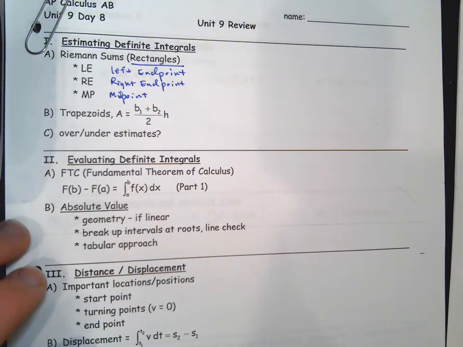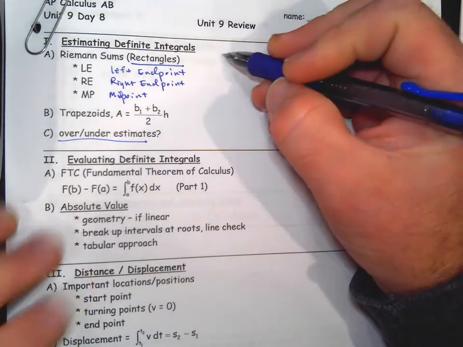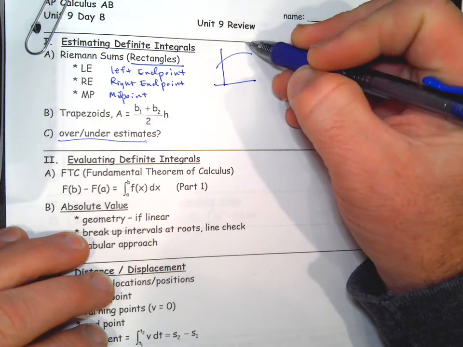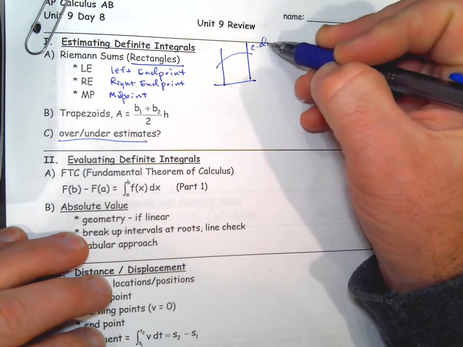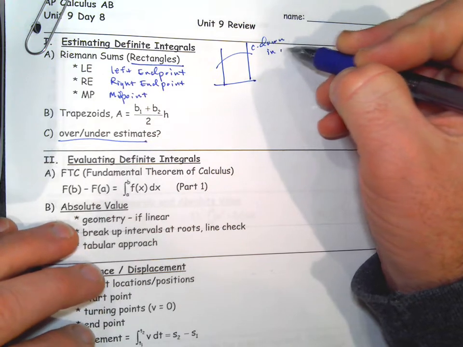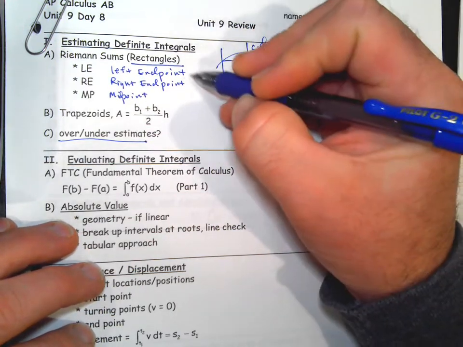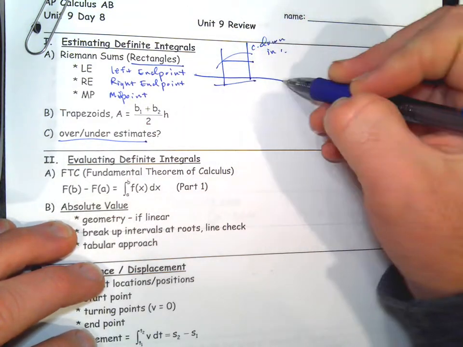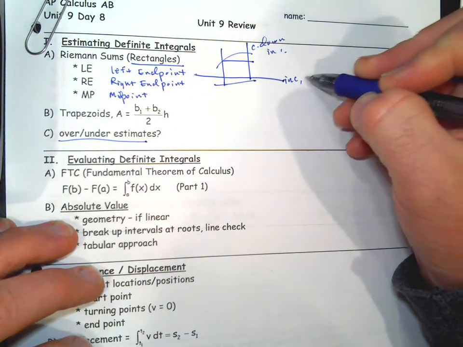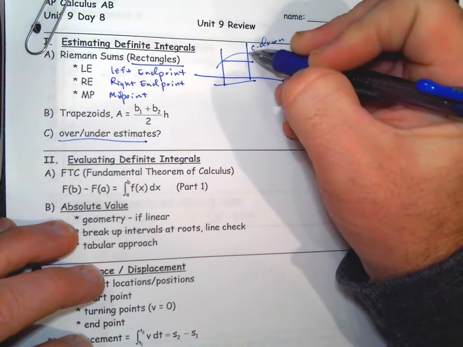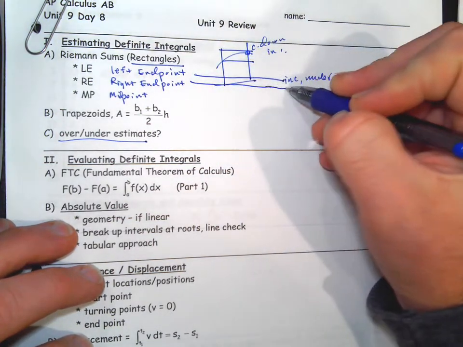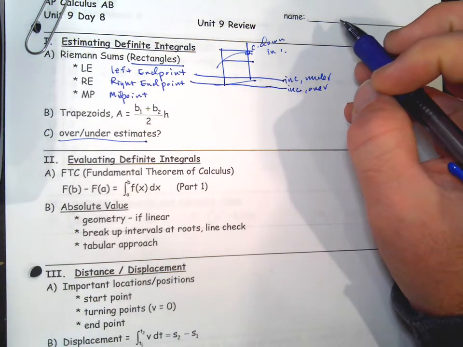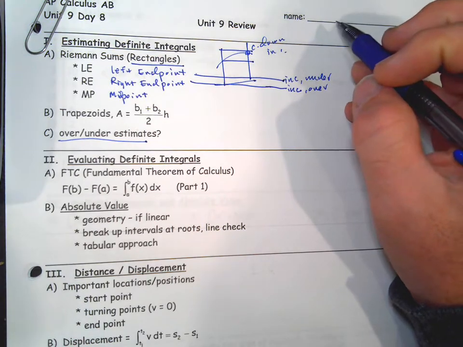Now, you also want to remember over and under estimates. I'm going to just draw little pictures. This is concave down and increasing. Left endpoint is going to be an underestimate, and that's just because it's increasing. So increasing, under. Right endpoint increasing is going to be an overestimate. So left and right endpoint only have to deal with increasing, decreasing.